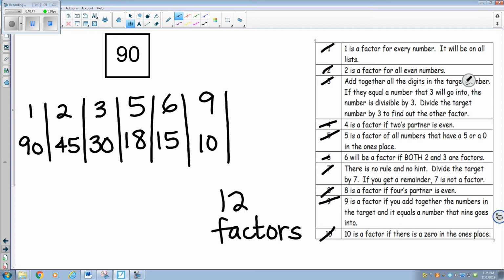So in order to make sure that we didn't leave anything out, we use this sheet. And we check each one. We check 1, we check 2, we check 3. We go through the whole list to make sure we didn't leave anything off. Let's do one more example.